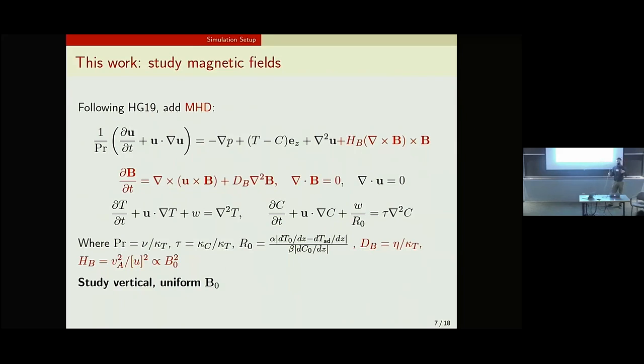So all the simulations I'm talking about today, we've got these Boussinesq boxes of thermohaline mixing, and we have uniform vertical magnetic fields threading the box for our initial condition. And HB just measures the squared amplitude of that initial magnetic field strength. So I'm going to show plots where HB is varying, and that just means that the imposed magnetic field is changing.